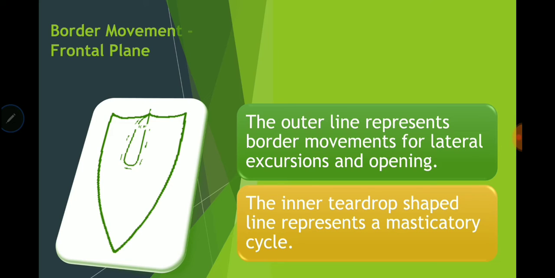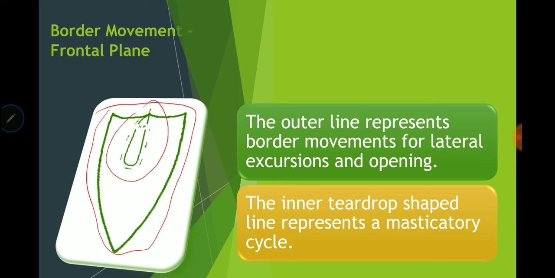All right, so the border movement is in the frontal plane. So remember the envelope of motion. There you can consider three planes. You have the midsagittal, the frontal, and also you have the horizontal. Okay. So the outer line represents border movements for the lateral excursion and opening. The outer line is this one here.